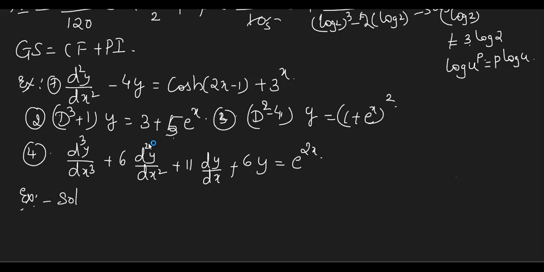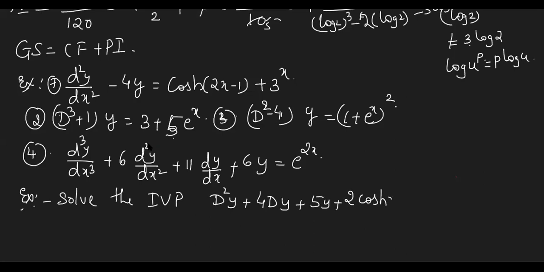Solve the initial value problem, write it as IVP. D square y plus 4 dy plus 5y plus 2 cos hyperbolic x is equal to 0. Y equal to 0, dy by dx is equal to 1 at x equal to 0.